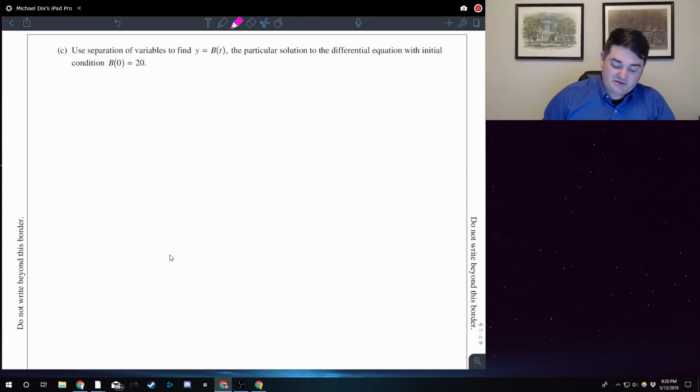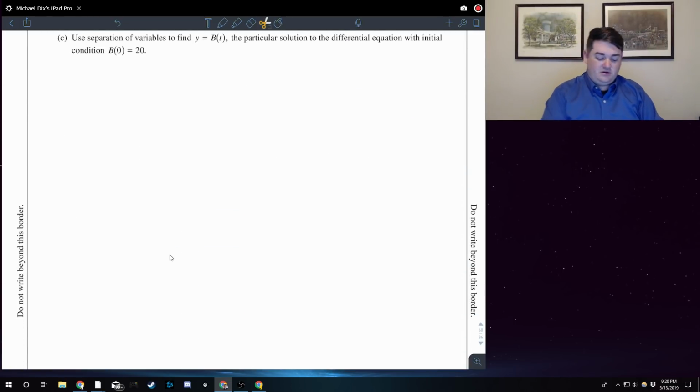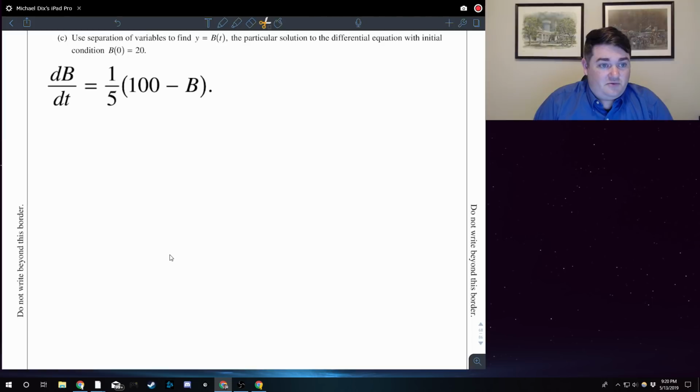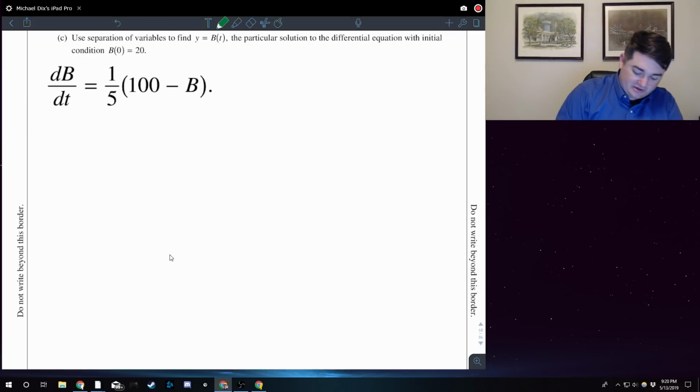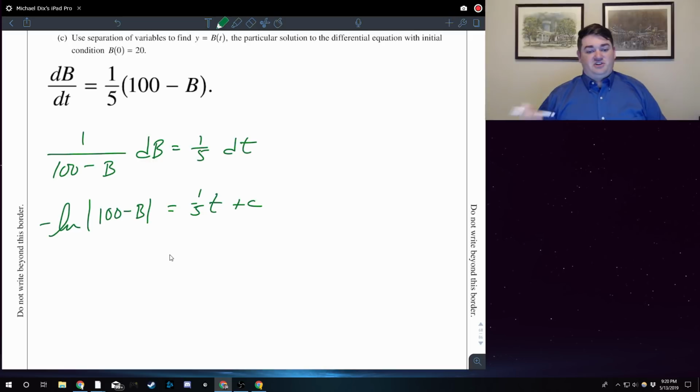Use separation of variables to find a particular solution. Let's take a quick look at that. Just because it is such a prominent question type, it's going to be worth usually 5 points. So just quickly, I see people who try to do too much on this. Take the entire 100 minus b and divide it to the other side. So I've got 1 over 100 minus b db equals 1/5 dt. We talked about this earlier, but that antiderivative on the left-hand side has a hidden negative in it. Negative ln absolute value 100 minus b equals 1/5 t plus c. Okay. Use the initial condition to solve for c and then solve for b.